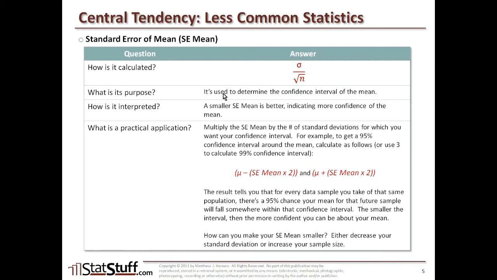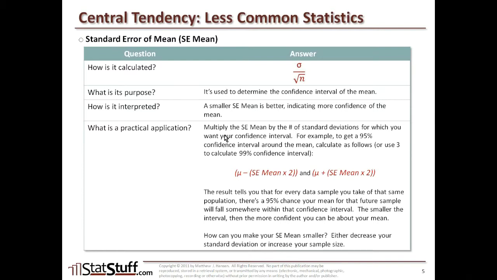Now, the purpose behind using this particular metric is to determine the confidence interval of the mean. The way we interpret it is that we would look for a smaller SE mean. That is, the smaller it is, the better it is, indicating that we have more confidence around where the mean is for the population.